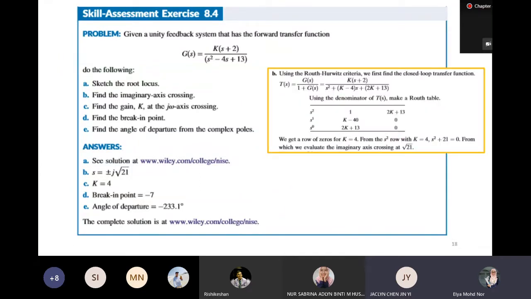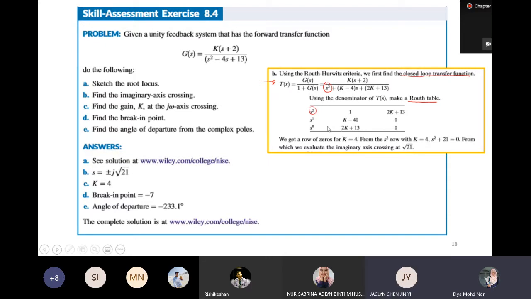So what is B? Finding the imaginary axis crossings. For this one, first we need to find the closed loop transfer function, C(s), using this formula. Okay, so this is what we get. And from this closed loop transfer function, we start to build the Routh table. Since it is s to the power of 2, we get 1, k minus 40, and then 4, supposed to be 4, 2k plus 13 and 0.